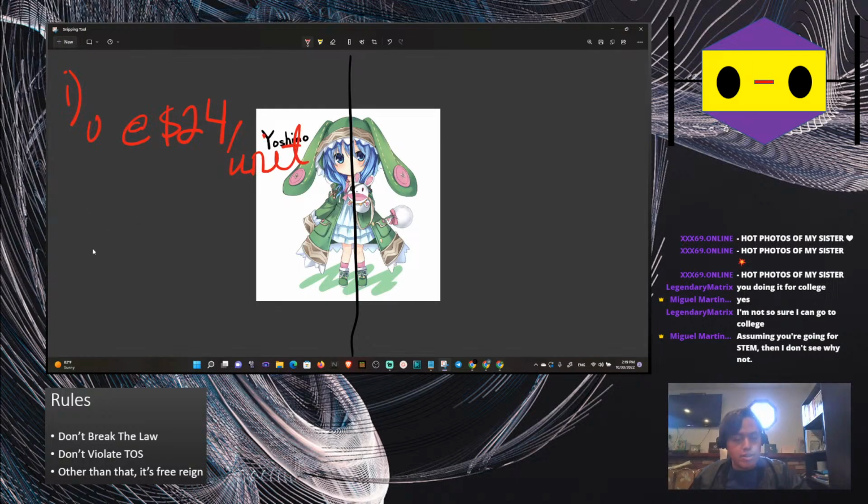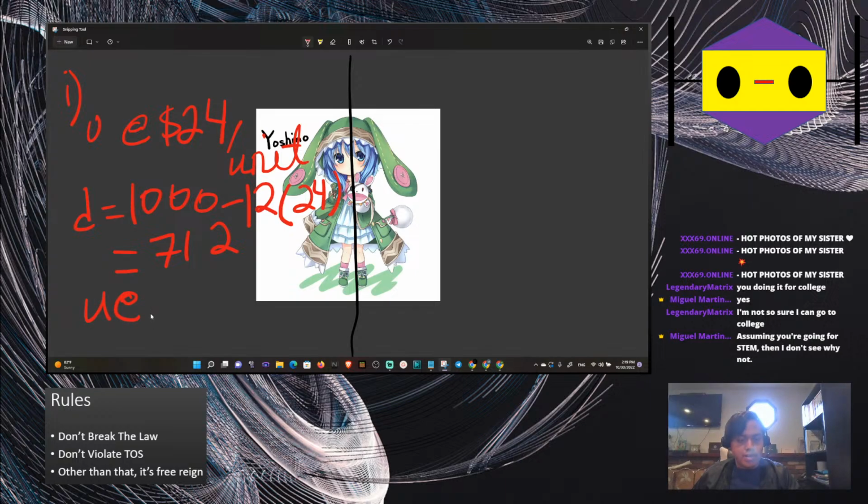Good. So at $24 per unit, we have D is equal to 1,000 minus 12 times 24. And when you do this math, you should get 712, correct? Okay. So yours is 24, right? Mine's 25, but that should be right. So now we do it for $25 per unit. We should get D is equal to 1,000 minus 12 times 25, which is equal to 700, right? Yep.